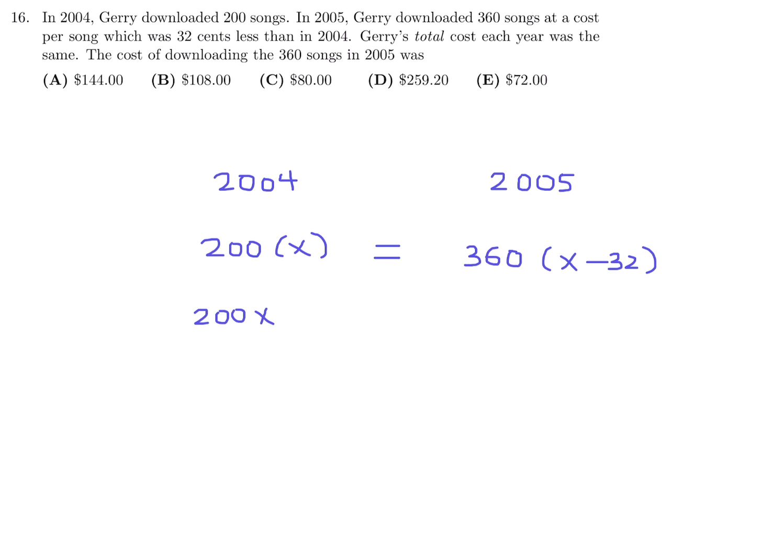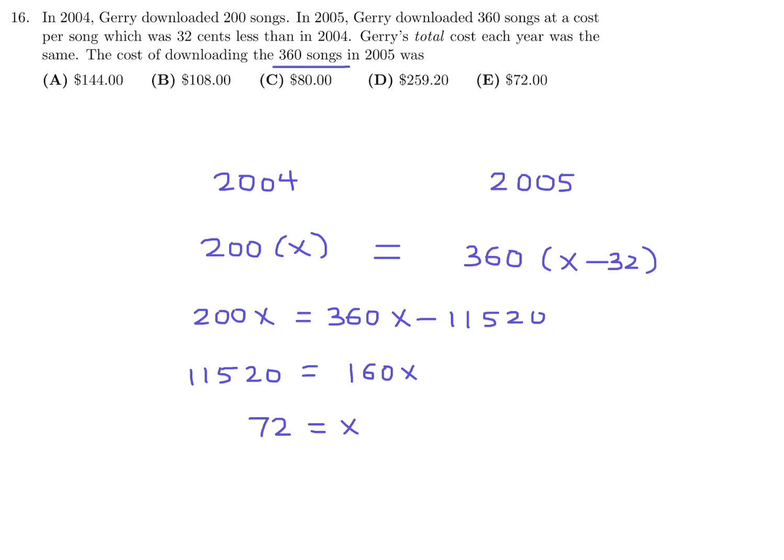So this becomes 200x is equal to 360x minus 11520. And if you do this math, you get 160x is equal to 11520, and therefore x is equal to 72. So that's not what they want. They want you to figure out the total cost of downloading the 360 songs in 2005, which is essentially this.